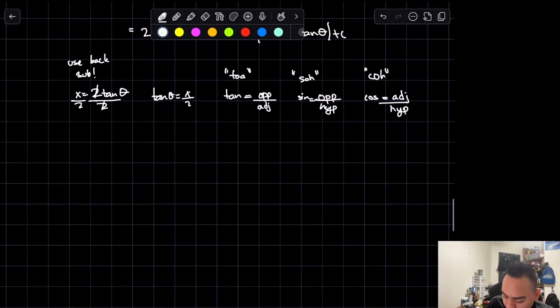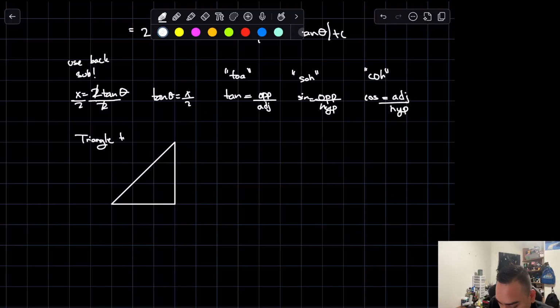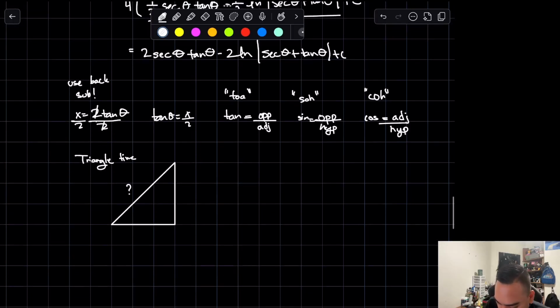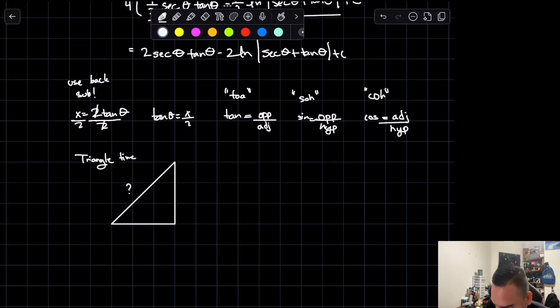The reason I did this is we're going to use triangle properties. If you remember the Pythagorean theorem, so it's triangle time. We don't know the hypotenuse, but we know what tangent is. Our opposite is x, our adjacent is 2. So x squared plus 2 squared is equal to, let's say our variable is c squared.